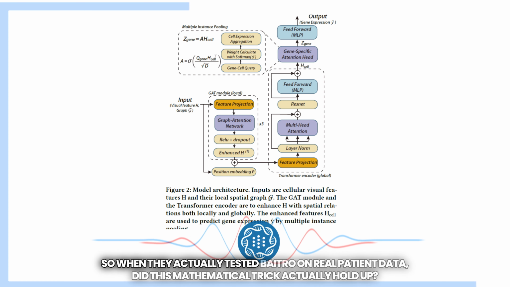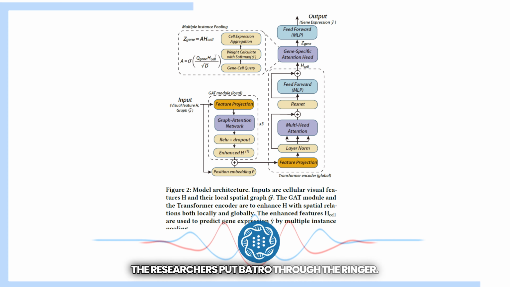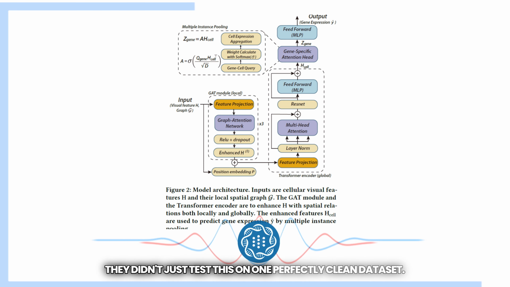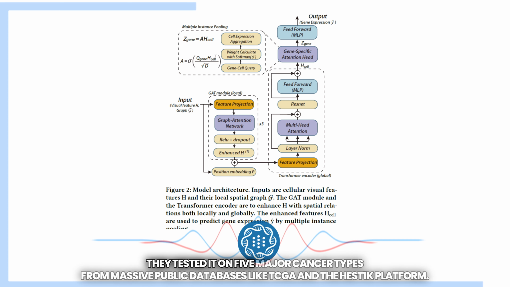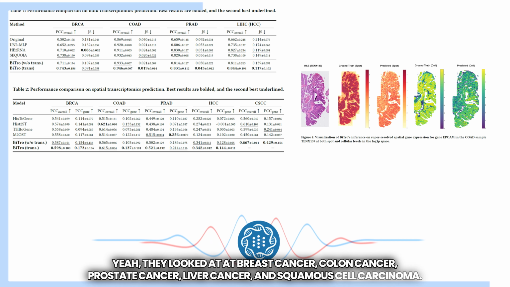So when they actually tested BiTro on real patient data, did this mathematical trick actually hold up? It did more than hold up. The researchers put BiTro through the ringer. They didn't just test this on one perfectly clean dataset. They tested it on 5 major cancer types from massive public databases like TCGA and the 𝗕𝗏 platform. Wow, 5 different types. Yeah, they looked at breast cancer, colon cancer, prostate cancer, liver cancer, and squamous cell carcinoma.